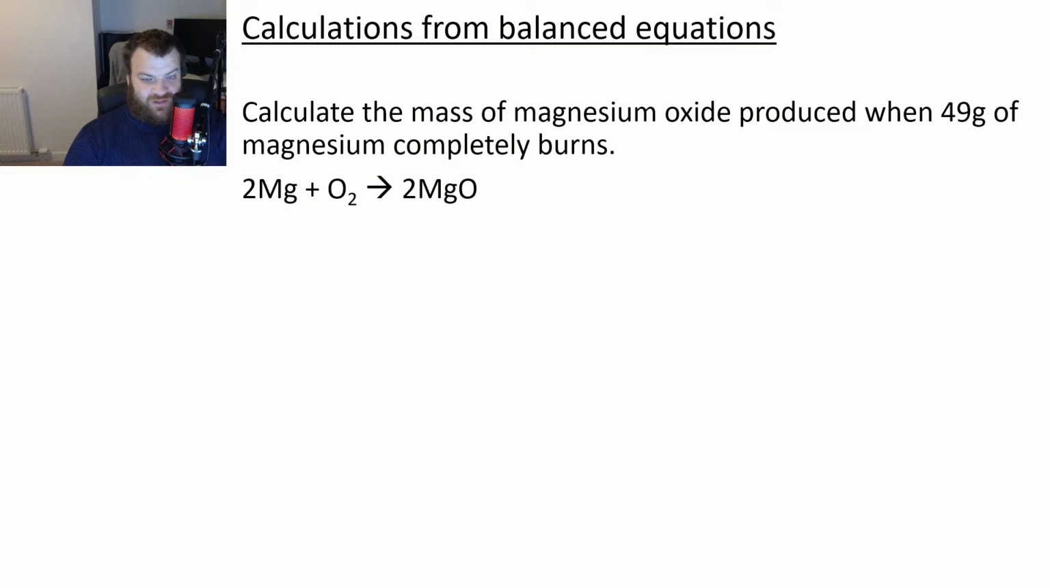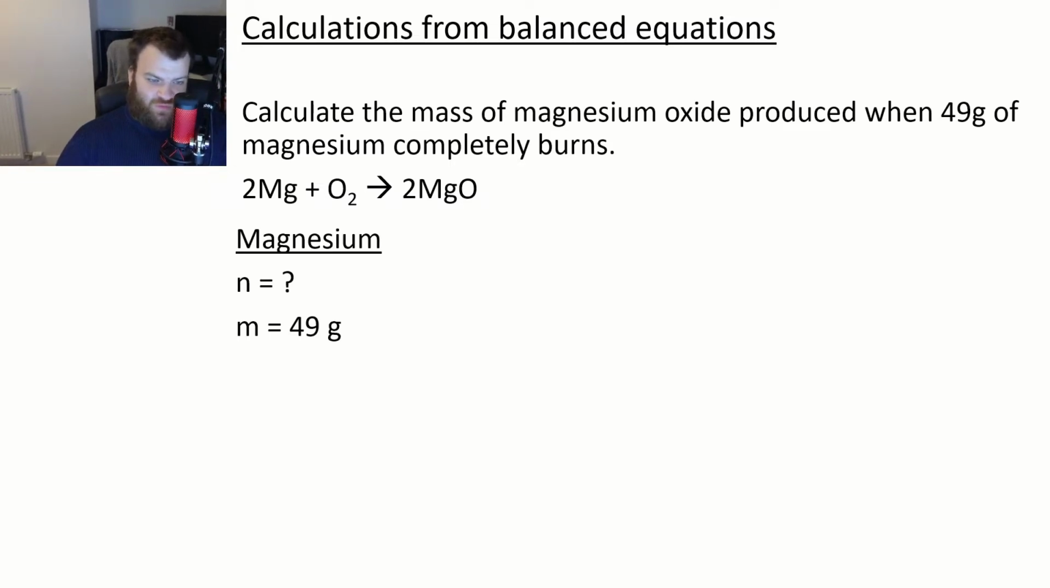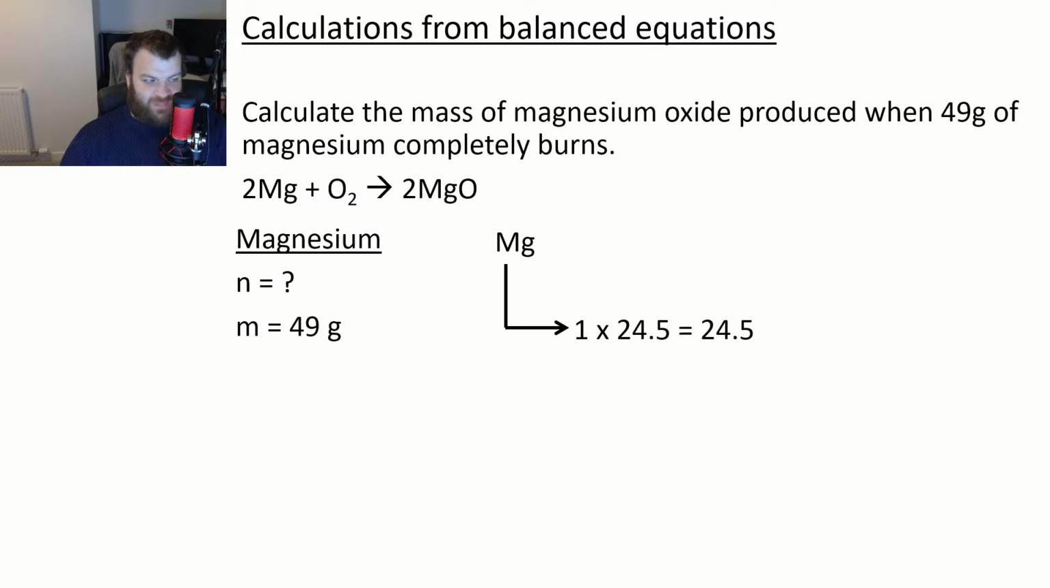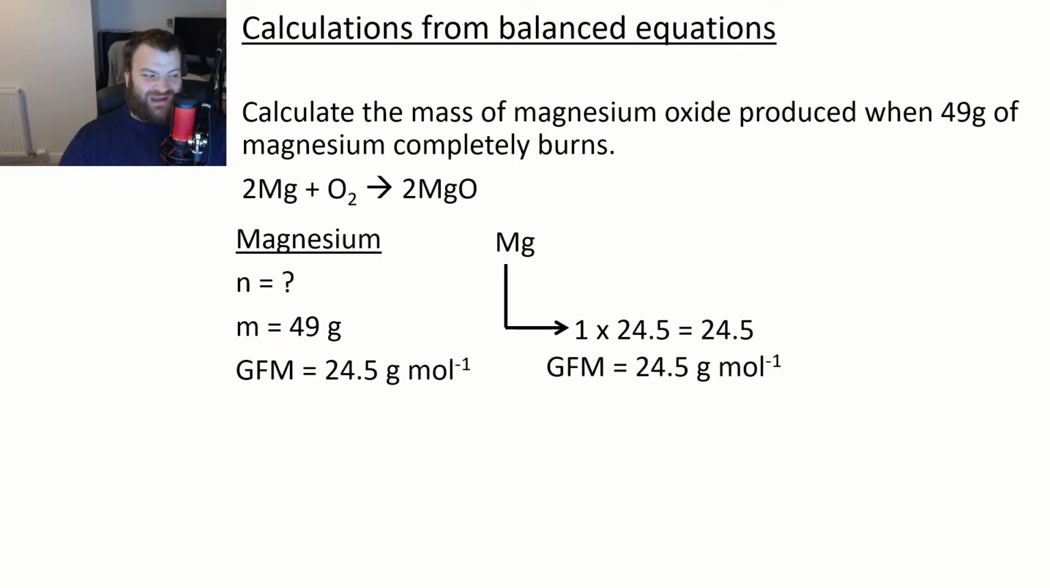In this question, we're asked to calculate the mass of magnesium oxide produced when 49 grams of magnesium completely burns. We'll start off looking at the chemical which we're told the mass of at the start, which is magnesium. We don't know the number of moles. We know the mass is 49 from the question. We can work out the GFM as we've done before, giving us a GFM of 24.5 grams per mole. We can then work out the number of moles this relates to. You're doing m divided by GFM, or 49 divided by 24.5, giving us 2 moles of magnesium.